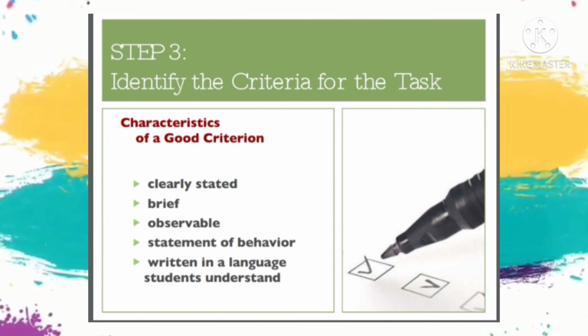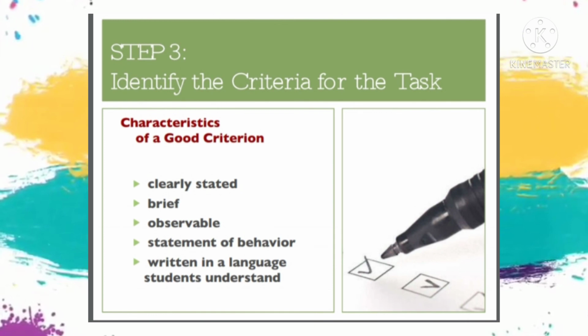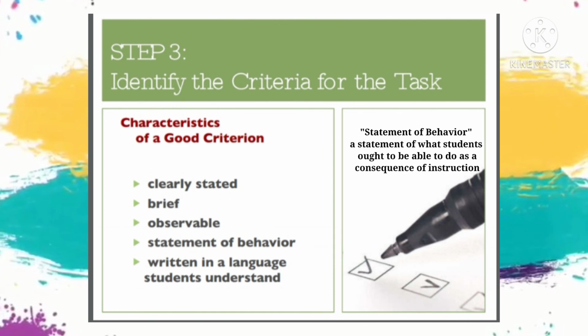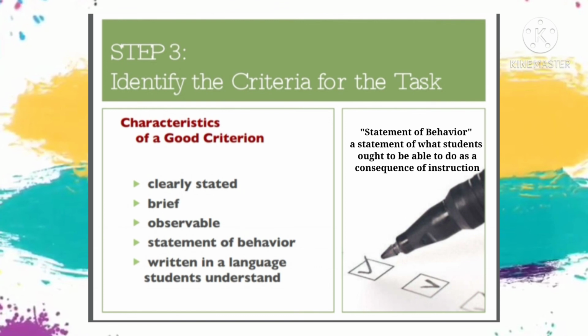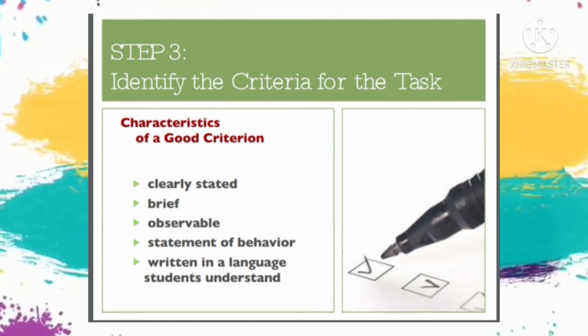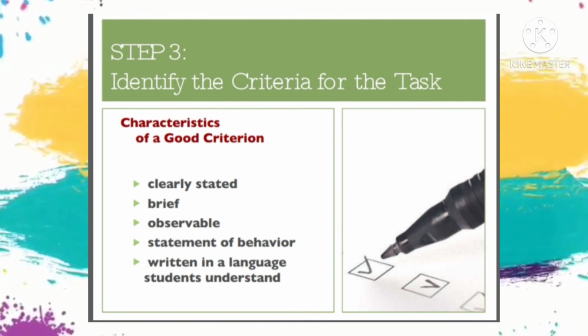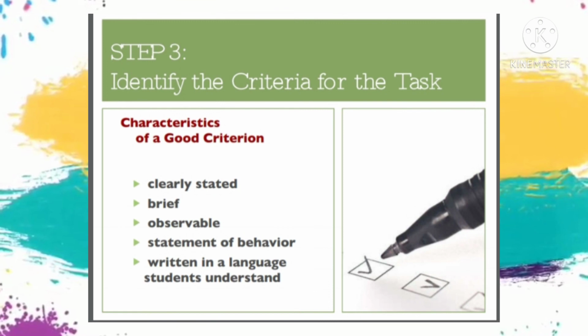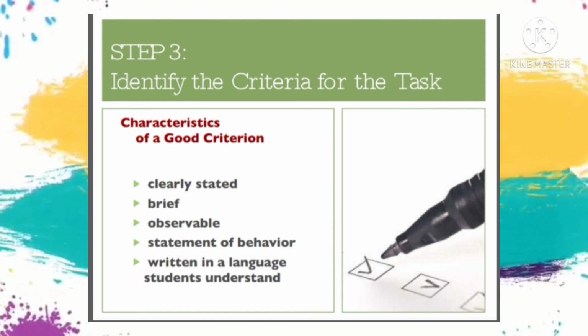Continuation, characteristics of a good criterion: clearly stated, brief, observable, statement of behavior. When we say statement of behavior, it is a statement of what students ought to be able to do as a consequence of instruction. Lastly, written in a language students understand. So this is where the level of students may vary. Example, for those grade 1 students, they can understand it well when it is written in vernacular compared to high school students.